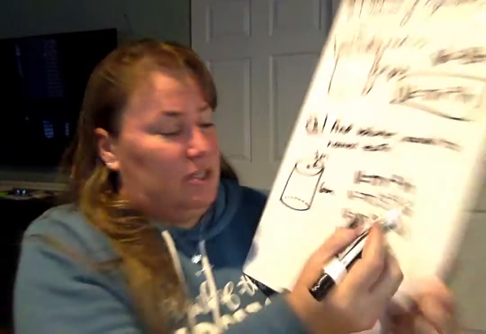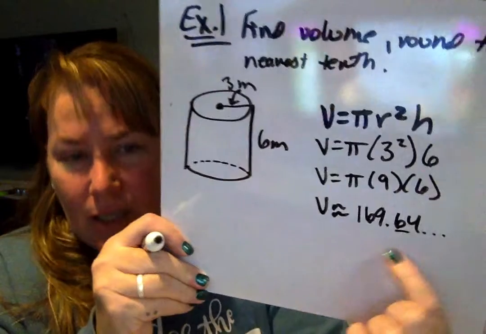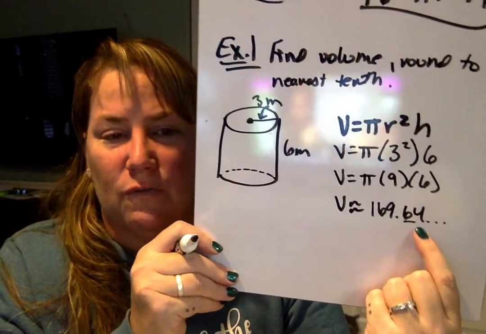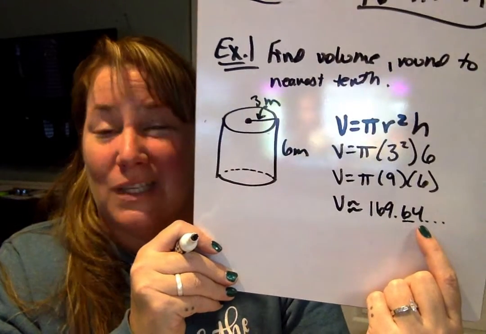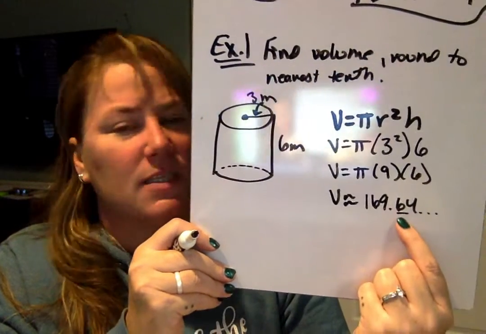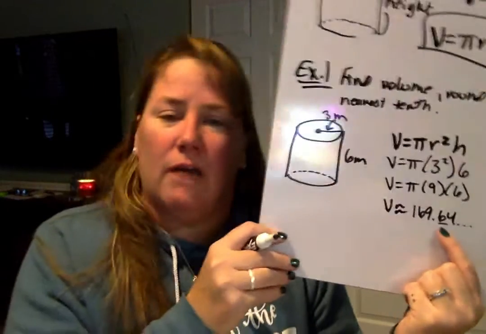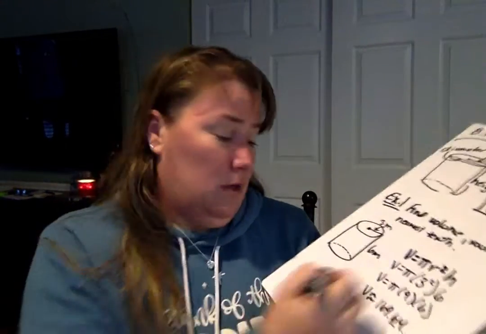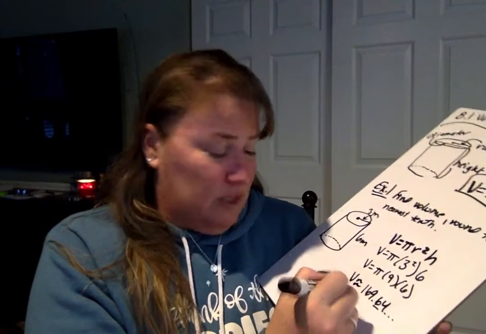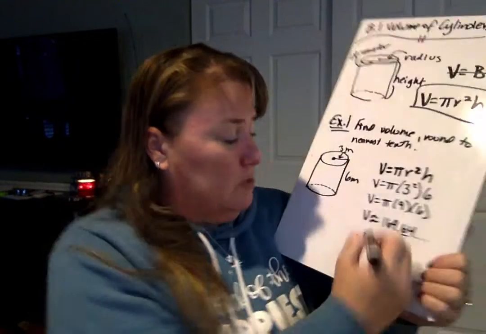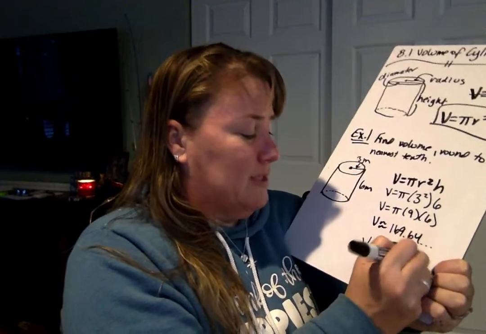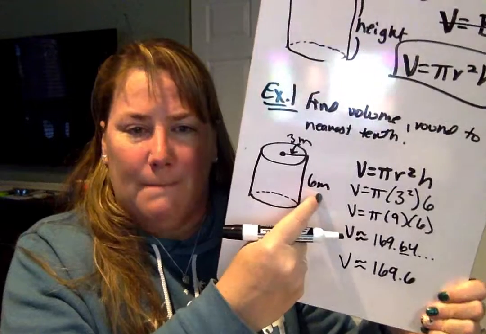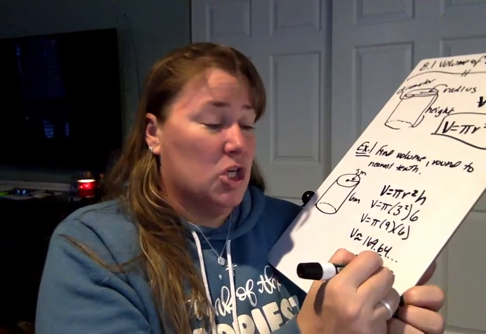And so we want the nearest tenth. Well, the 6 is in the tenths place, and so that's why I wrote 1 more digit. And since this digit right here is below 5, that means 6 is going to stay the same. So those of you who've been having a hard time with rounding, this whole chapter is going to be a great review on rounding. But I can also round during 6th period too if you need it. So volume is approximately 169.6. Here comes your label. Meters cubed.